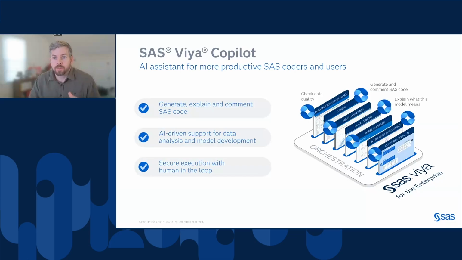But what really sets it apart is that it's not a black box. Everything that Copilot does is visible within the pipeline UI that we used in Model Studio. You can see every node that's added. You can inspect the configurations of those nodes, modify them if you want, and rerun. And so you're getting the speed of AI assistance with the transparency and the control that data professionals need.